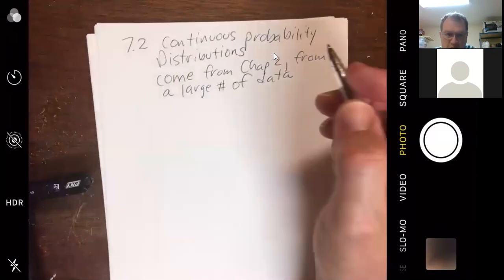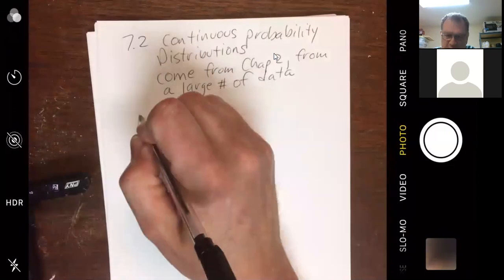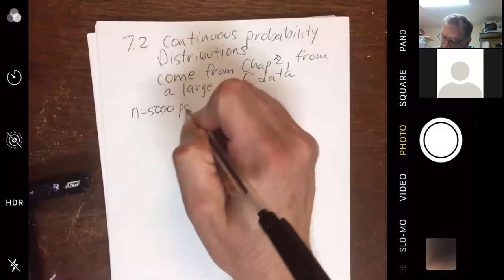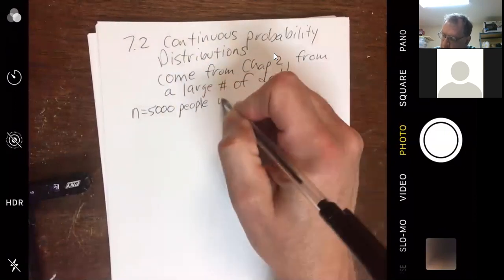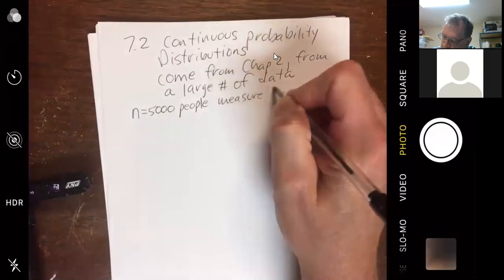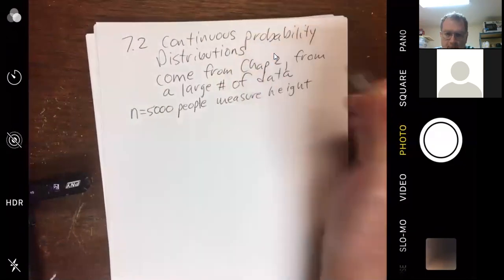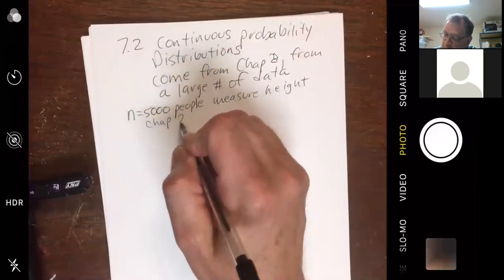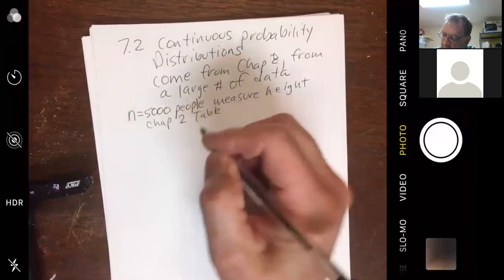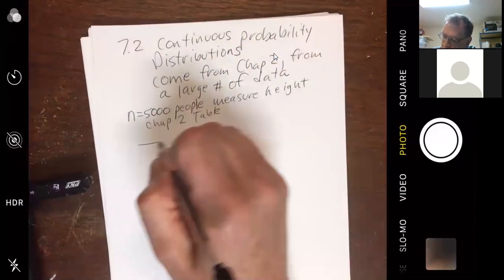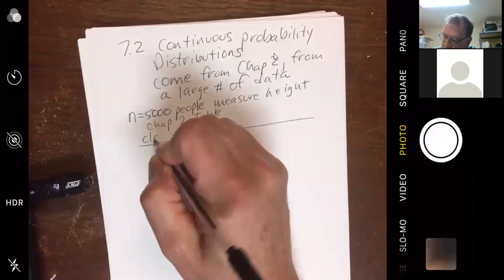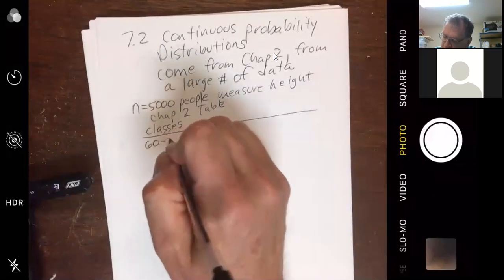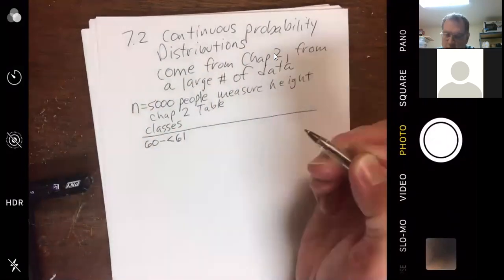Okay, so I'm just going to give you an example, my stock example. We're going to take 5,000 people. We're going to measure their height. Make up a chapter 2 table. Remember, we called it a frequency distribution table. And I'm going to assume that, here's the classes, no one was smaller than 5 foot. That's 60 inches to less than 61.